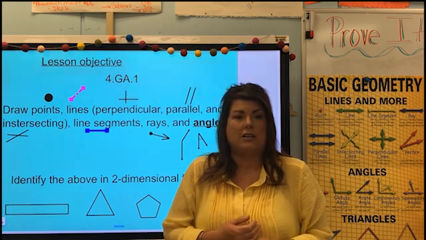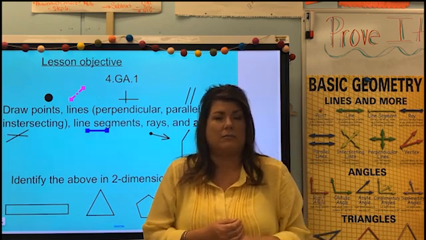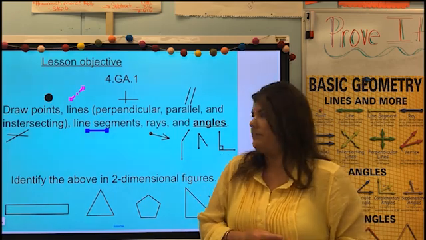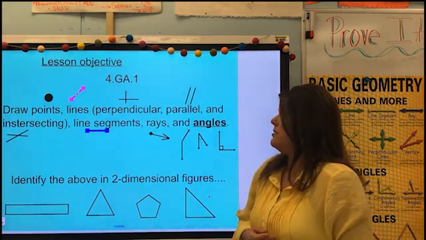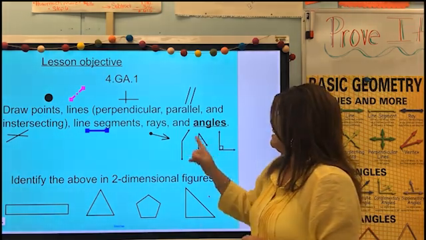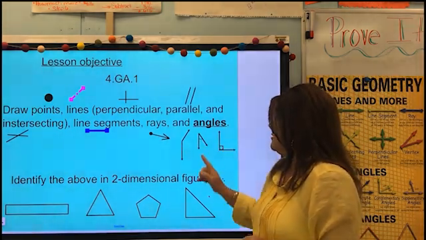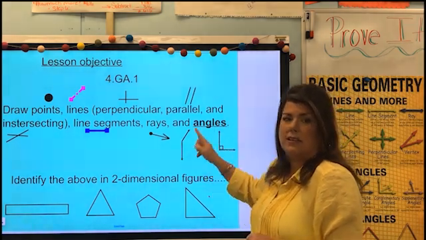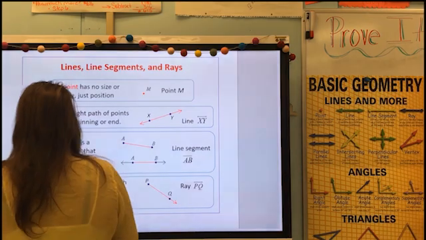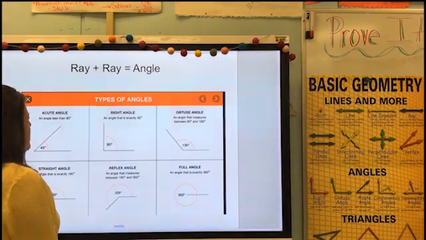We're going to continue talking today about some of the geometric terms that we didn't get to last time, which are angles. So again, our objective is to draw points, lines, which are all the ones that we talked about last time, line segments, rays, and angles. So today we're going to focus on this section. And this was the terms from last week.